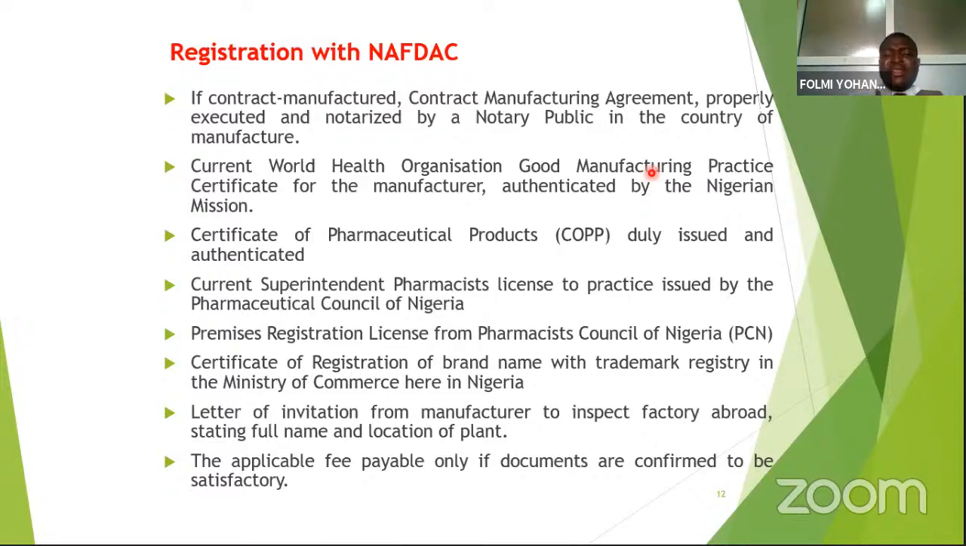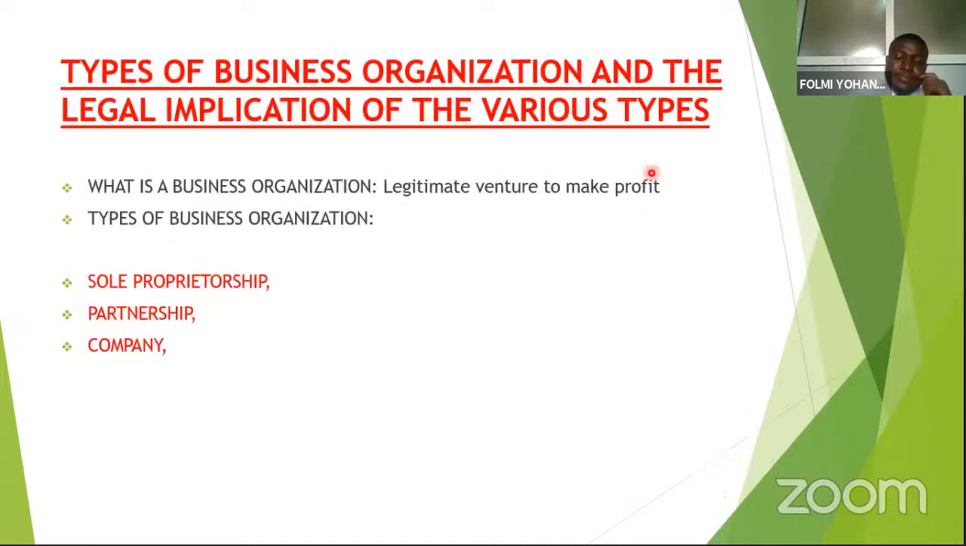to be granted. Then you have a letter of invitation from the manufacturer to inspect the factory abroad, stating the full name and location of the plant. When you want to import, you have to get a letter of invitation from the manufacturer. For instance, Pfizer in India will give you a letter of invitation inviting NAFDAC to go and inspect their facility or plant in India. So you pay the applicable fee and you'll be issued this.